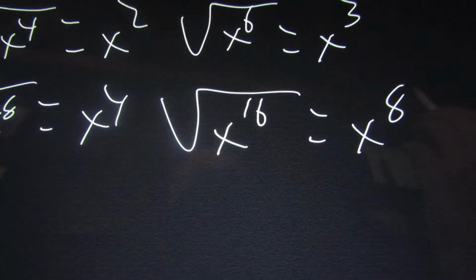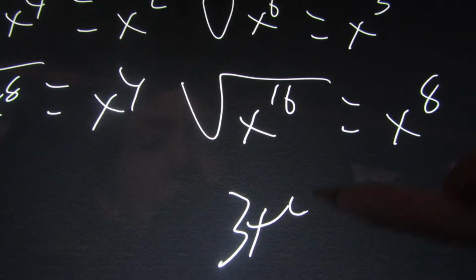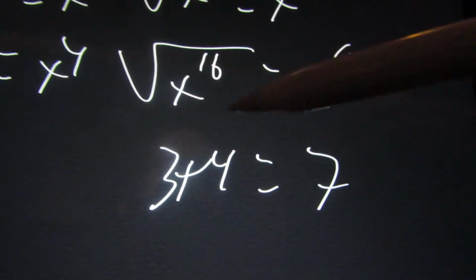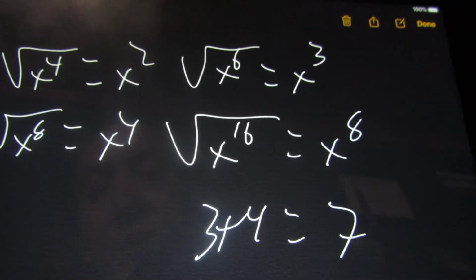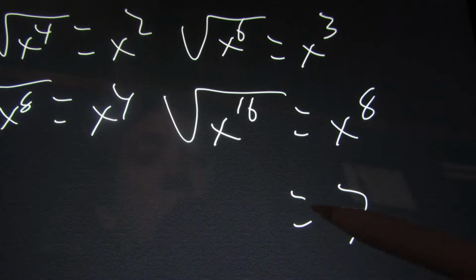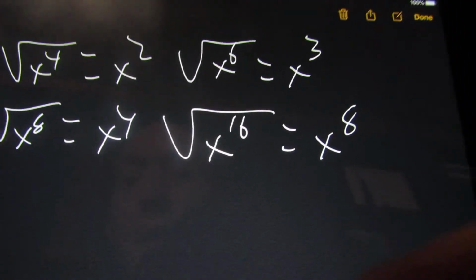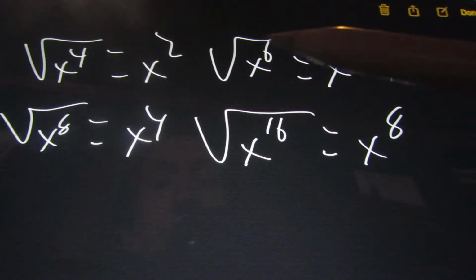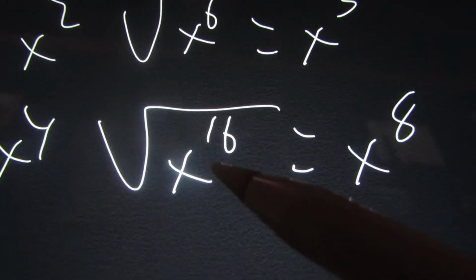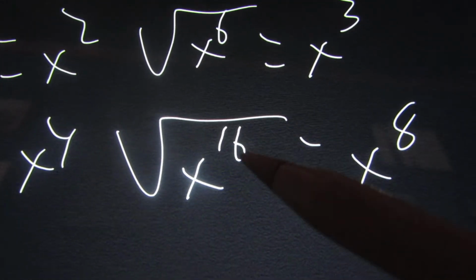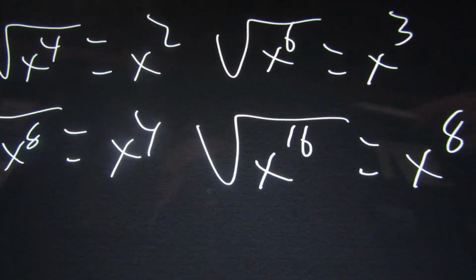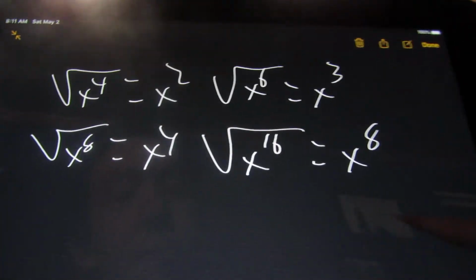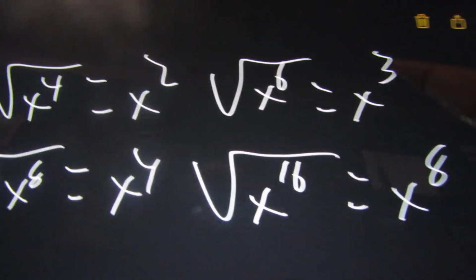Also, when you take the square root of something, you do not put the square root sign anymore. It's basically like if you had 3 plus 4, that equals 7. You don't have to put the symbol anymore. The square root is the symbol. It means what you're doing to the number that you have there. And so here, square root of 16, even though the square root of 16 is 4, we don't put x to the 4, we put x to the 8.